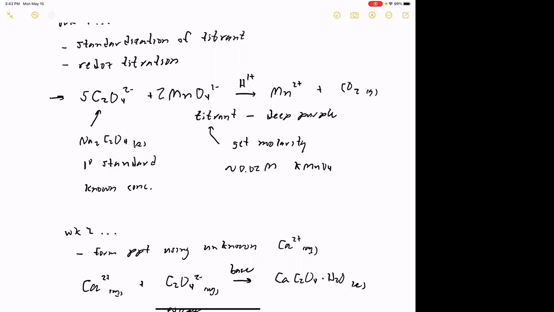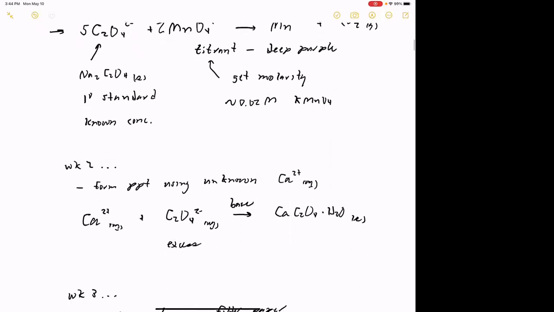So 5 moles of C2O4 2- to every 2 moles of permanganate. That's a redox reaction you got to balance, and that should be in your notebook, in your pages, so I can see that you guys know how to balance it. But I'm going to give you the mole ratio there because we're going to need it. So that was the redox titration that we used for the standardization of the titrant.